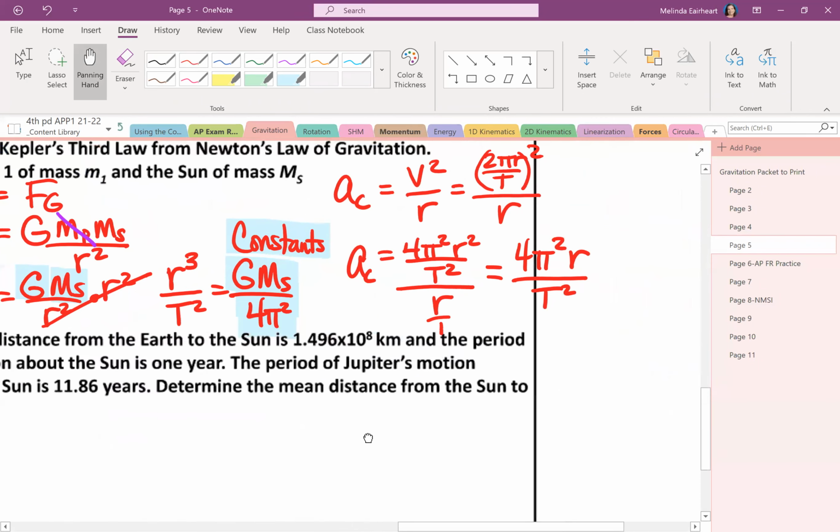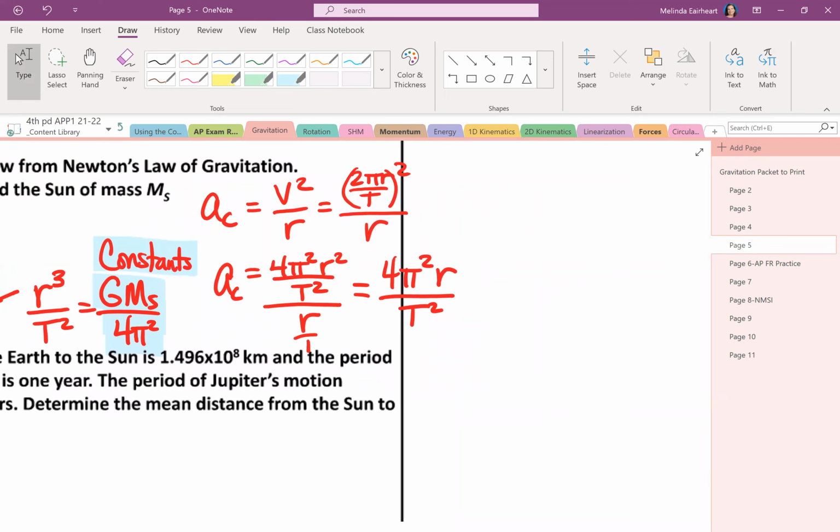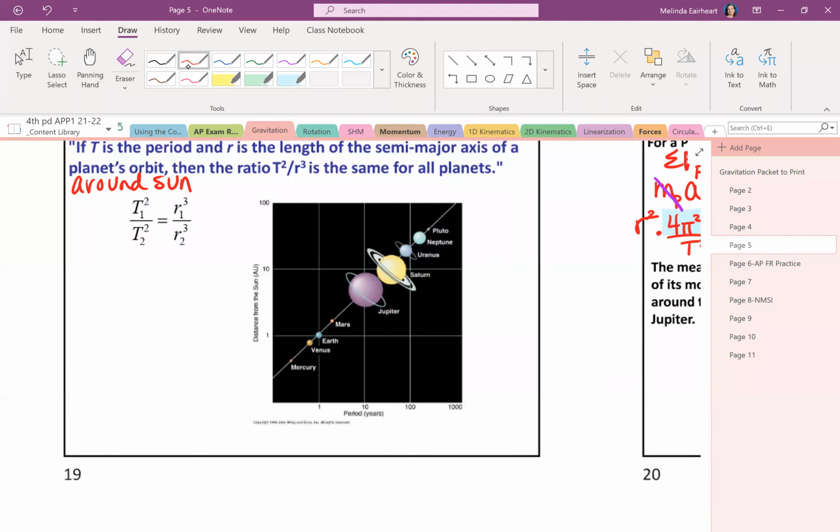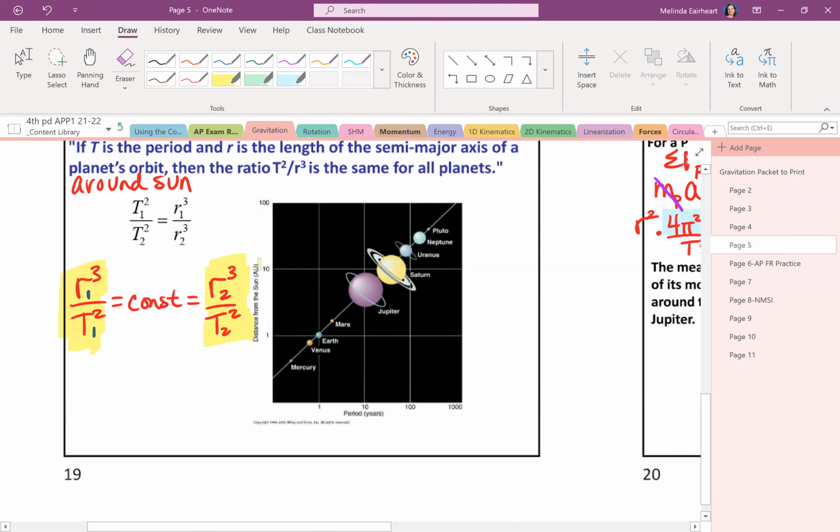I'm running out of room. I guess we can carry it over to the other slide where it was. And so we got R cubed over T squared equals all those constants. Well, just slap a subscript. If it's for one planet equaling those constants, can't we say it equals that of a second planet? And then all that Kepler's law is showing is they grouped the periods, they grouped the radii, cross multiply, okay? Either format should be the same thing. Good deal?